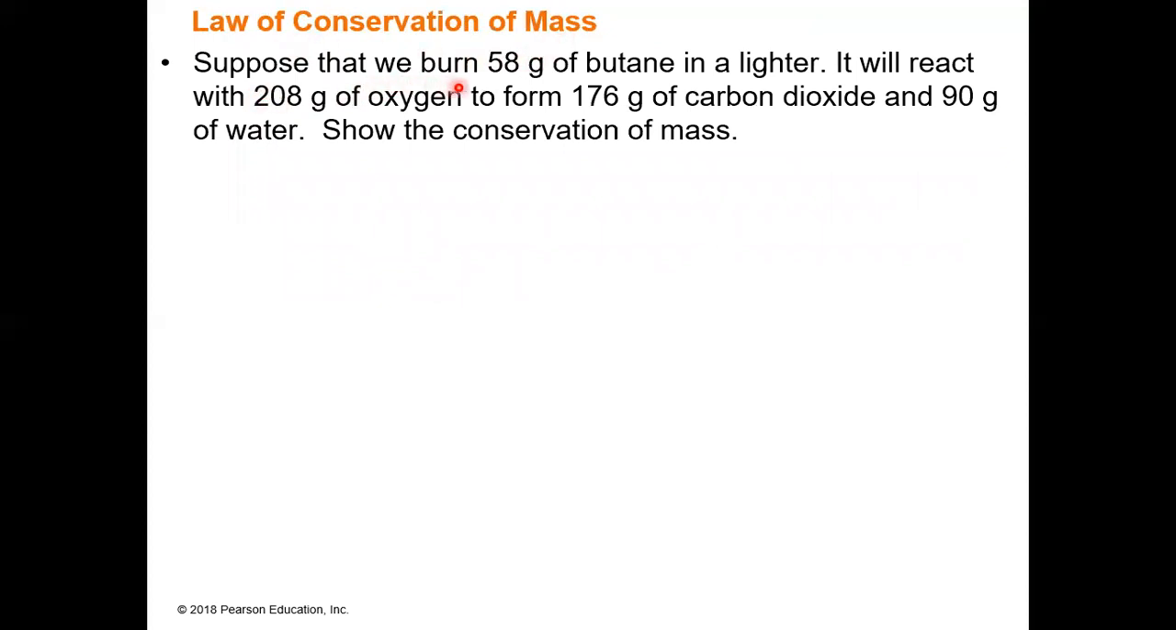Suppose that we burn 58 grams of butane in a lighter. It will react with 208 grams of oxygen to form 176 grams of carbon dioxide and 90 grams of water.